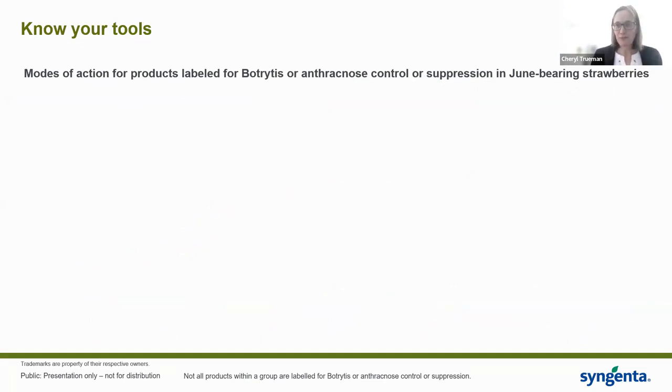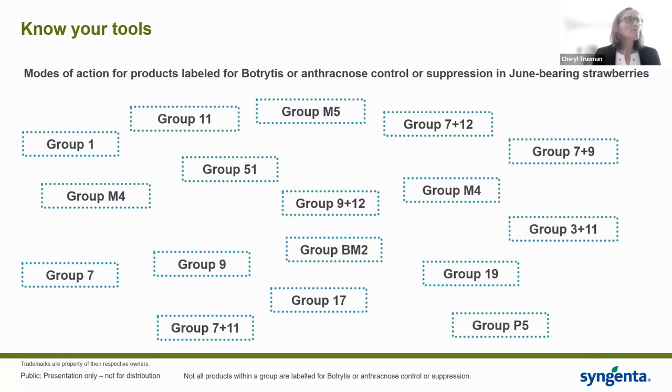Know your tools. So I'll pop this up. Got all these boxes, and I listed modes of action for products labeled for botrytis or anthracnose control or suppression in June-bearing strawberries. So I pulled this up from some online resources, and I've just organized this by mode of action group. And it's kind of a big mess. It's hard to understand. Got all these modes of action. What do you do?